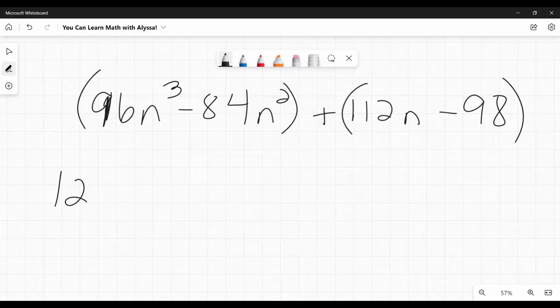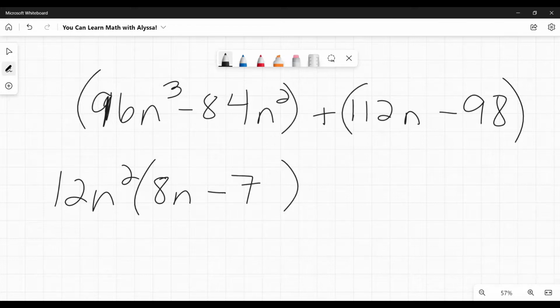And of n cubed and n squared, what comes out? Again, it's always the smaller one, n squared. And what's left behind? 96 divided by 12 is 8. n cubed divided by n squared is just n. Negative 84 divided by 12 is negative 7. n squared divided by n squared is just 1, so I don't have to include that. Now, once you have this, part of your work is done for you.